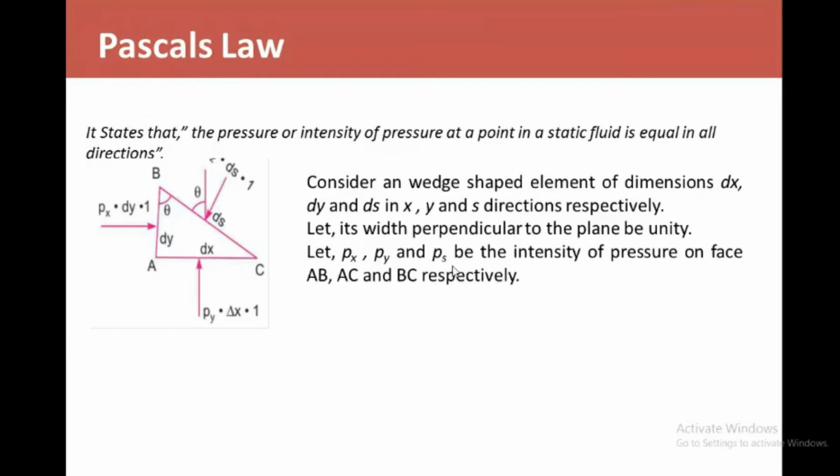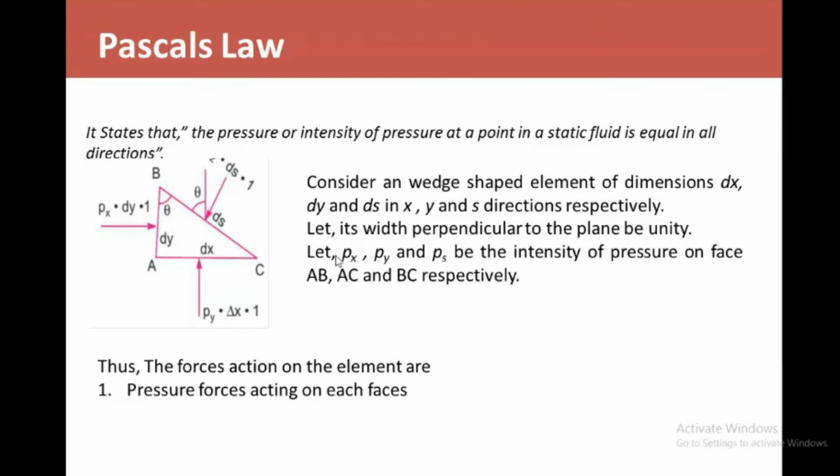Then let px, py and ps be the intensity of pressure in the direction of x, y and s respectively. Okay, so px, py, ps are the intensity of pressure perpendicular to face AB, perpendicular to face AC and perpendicular to face BC as shown in the figure. Therefore, the total forces acting on the element are, first, the pressure forces. Pressure is acting, so you multiply it by the area, so pressure forces, and second will be the weight of the fluid element in downward direction.